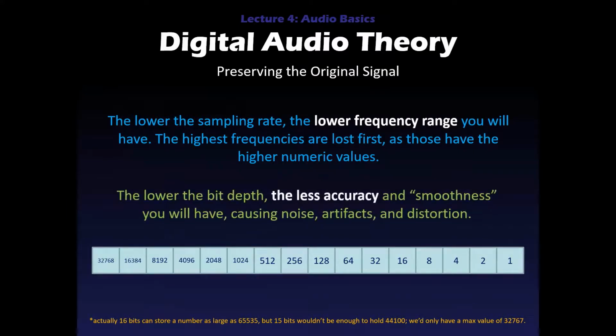If you lower the bit depth, this is how we store it, right? Think of these little containers we're storing. This is the process of quantization, storing these values. And if we lower the bit depth, the less accurate, or what I like to call the less smoothness you will have, where you really have this very noisy, artifacty, distorted kind of quality to the audio, just because of the nature of how we're storing it electronically.